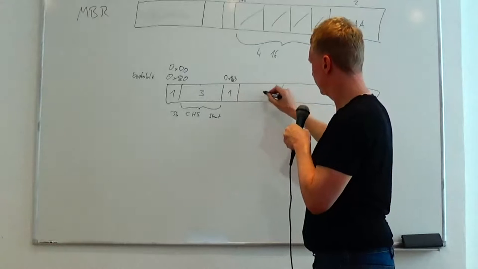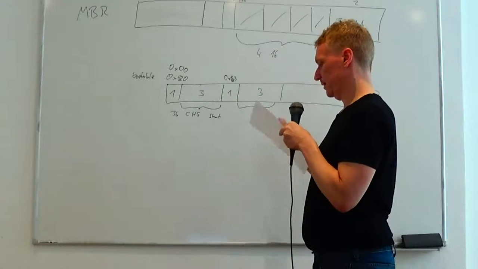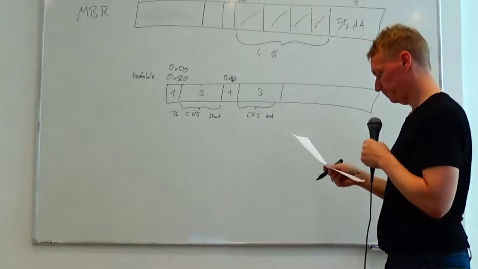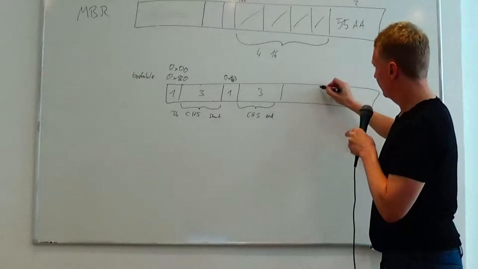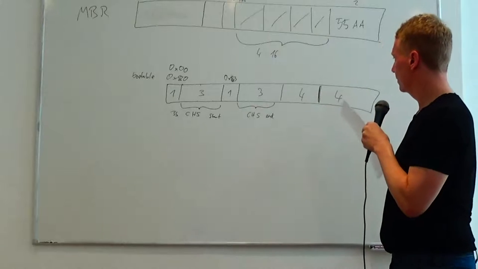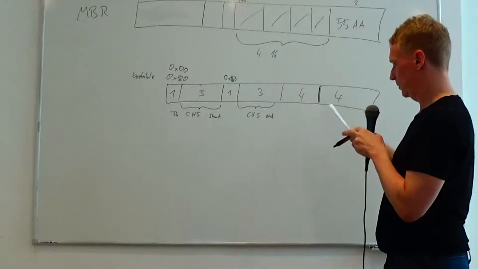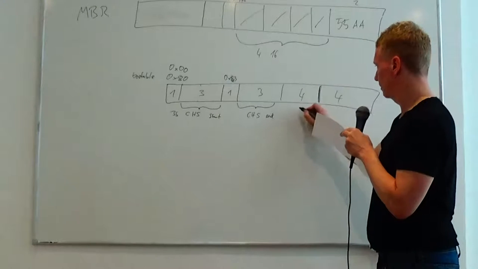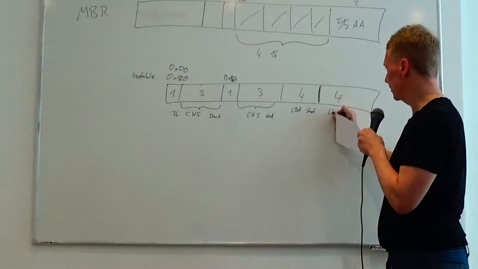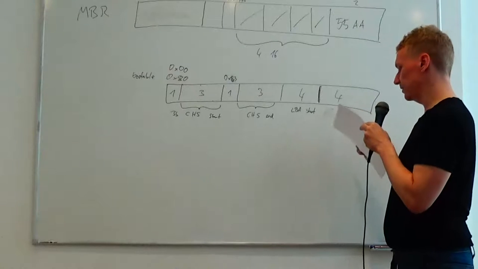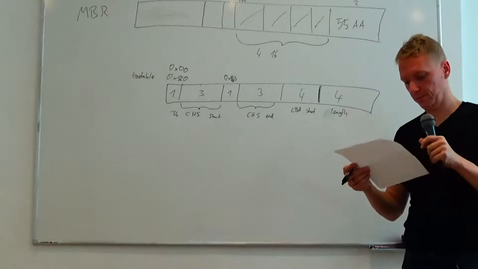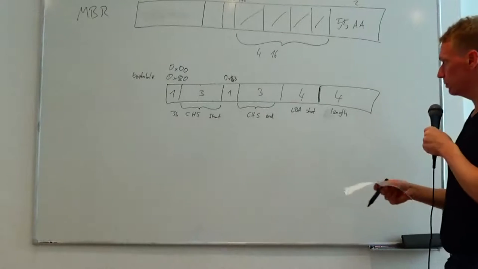Then we'll have three more bytes, which are the CHS address of the end of the partition. And then after that, we have the data that we are really interested in, two 32-bit integers, which give us the LBA address of the start of the partition, and the LBA address, a length of the partition. Okay. So yeah, that's not too complicated, I think.